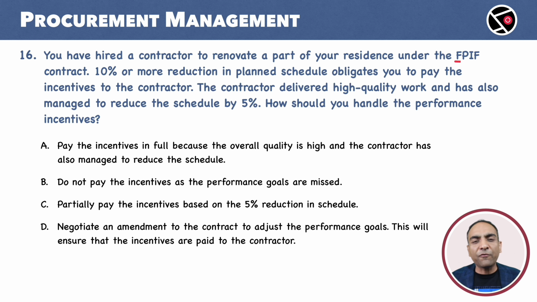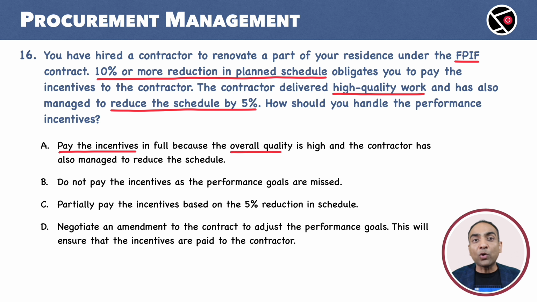We have a FPIF contract here. Here is the criterion for the incentives. 10% or more reduction in planned schedule triggers the incentives. Let us look at the actual results. High quality work, schedule reduction of 5%. Should we pay the incentives to the supplier? Our options are A. Pay the incentives in full because the overall quality is high and the contractor has also managed to reduce the schedule.